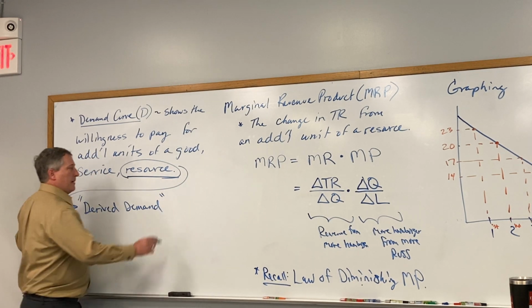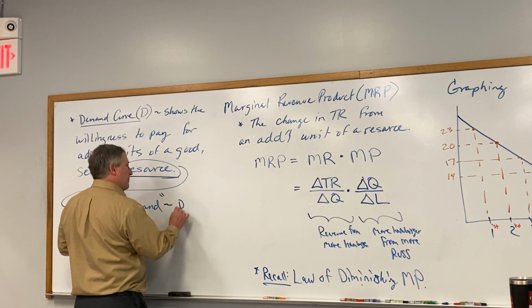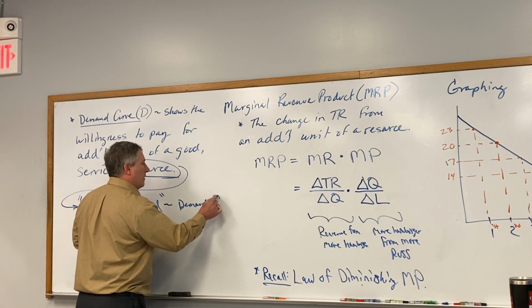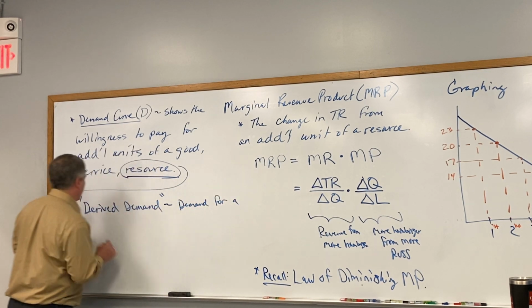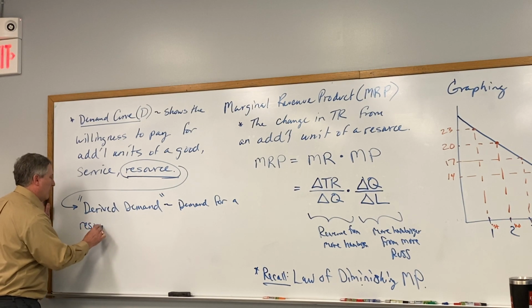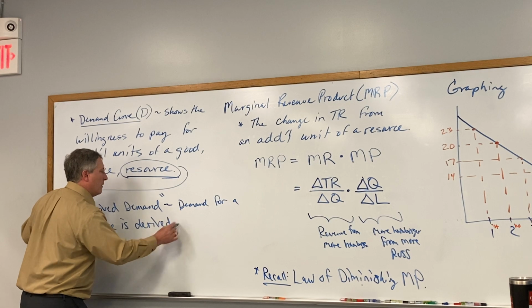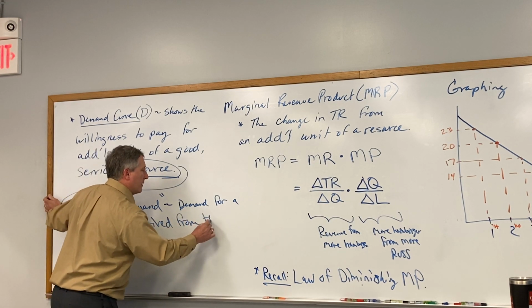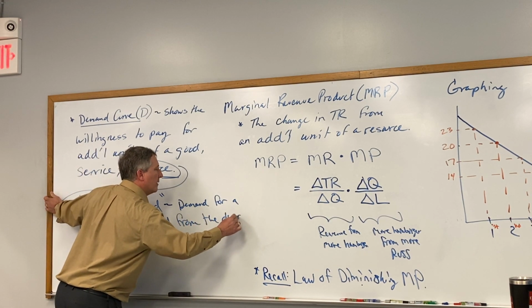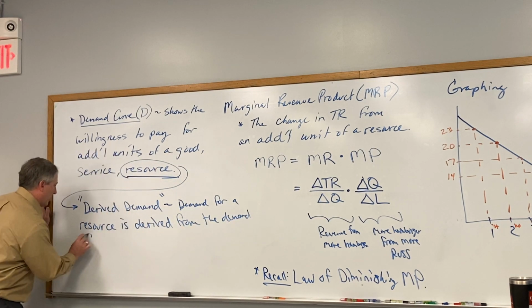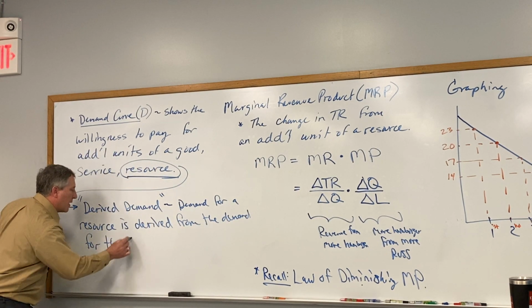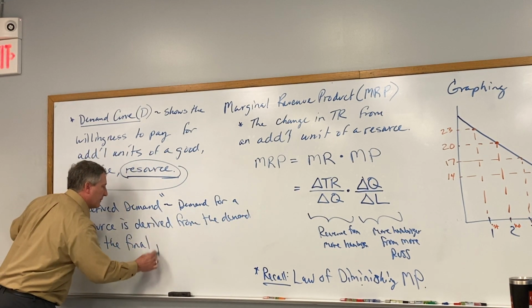So we call it derived demand because the demand for a resource is derived from the demand for the final product that that resource is making.